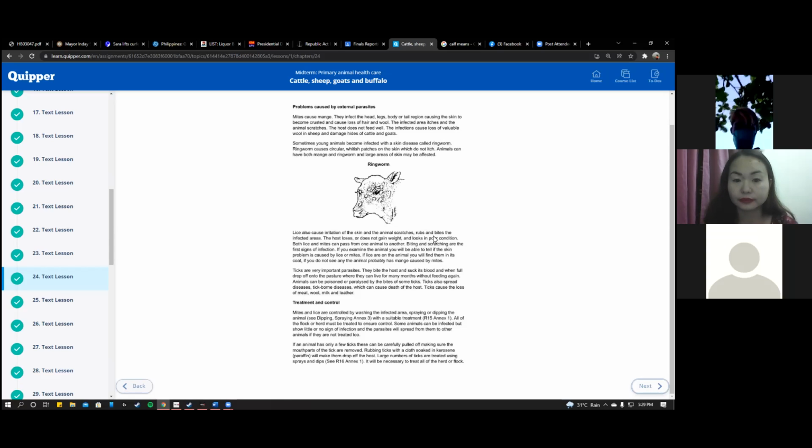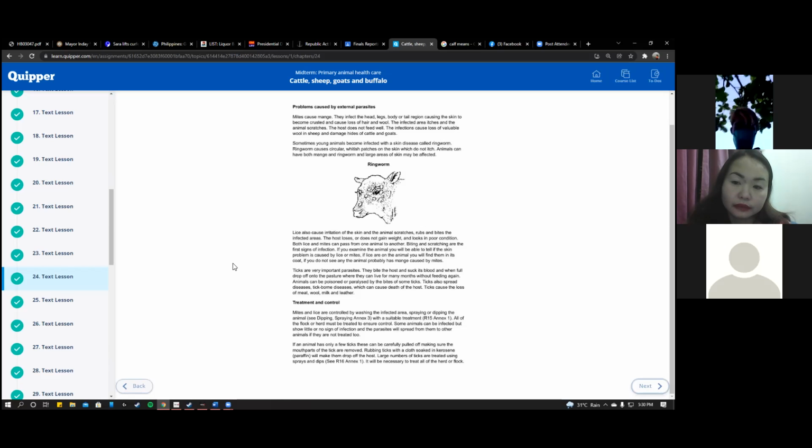So next, treatment and control. Mites and lice are controlled by washing the infected area, spraying, or dipping the animals. For example, dipping or spraying (Annex 3) with a suitable treatment like R15 (Annex 1). All of the flock or herd must be treated to ensure control. Some animals can be infected but show little or no sign of infection, and the parasites will spread from them to other animals if they are not treated too.